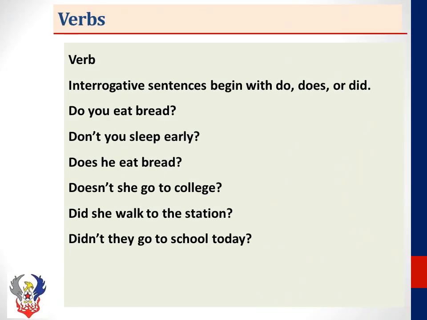Interrogative sentences begin with do, does, or did. Do you eat bread? Don't you sleep early? Does he eat bread? Doesn't she go to college? Did she walk to the station? Didn't they go to school today?